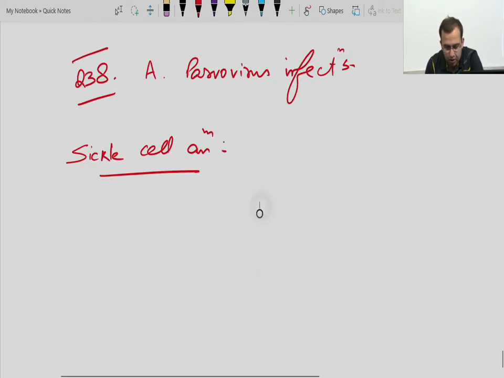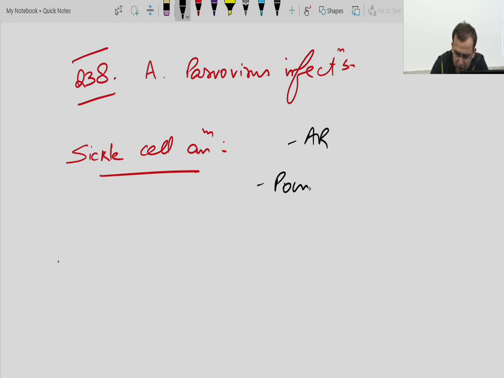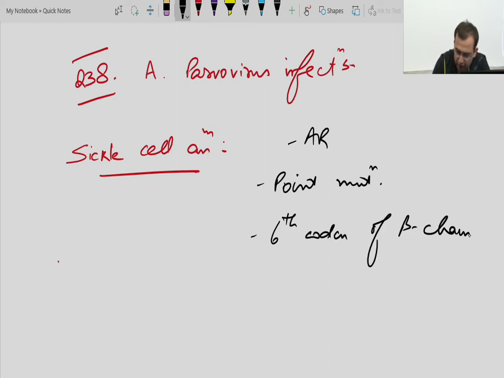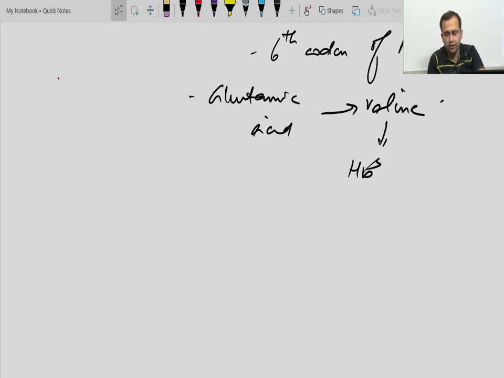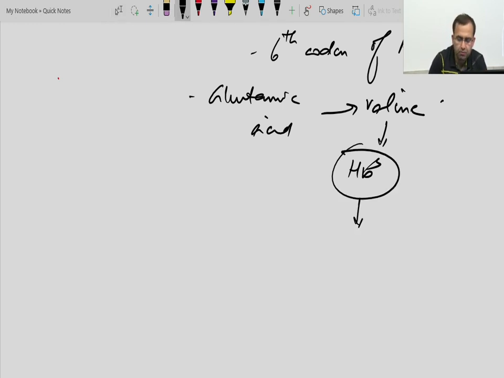First point, sickle cell anemia, I need not even write that it is autosomal recessive, associated with a point mutation in the 6th codon of the beta chain, as a result of which glutamic acid is replaced by valine. You very well know this. This in turn leads to the formation of hemoglobin S. Now, even if HbS is formed, what is the problem? Hemoglobin S polymerizes on deoxygenation.